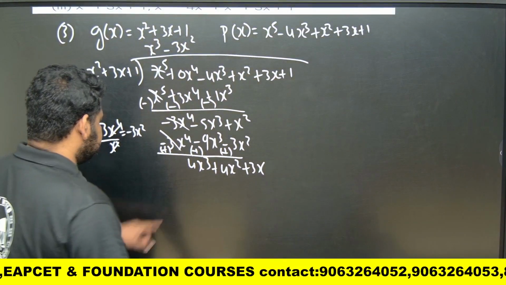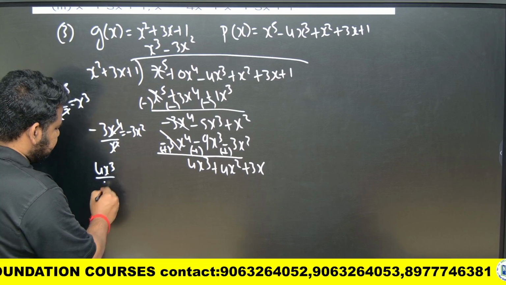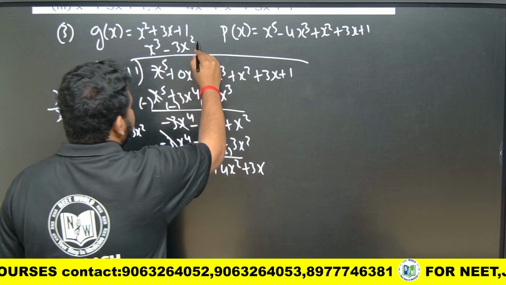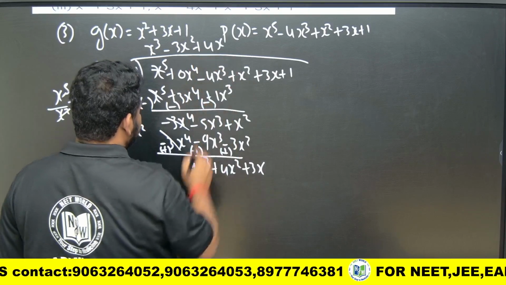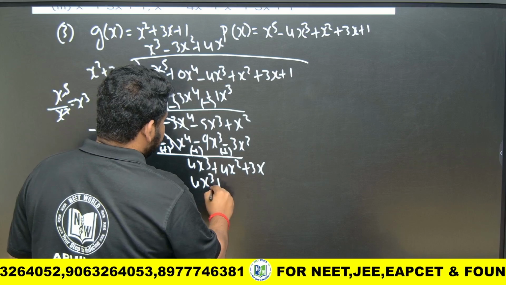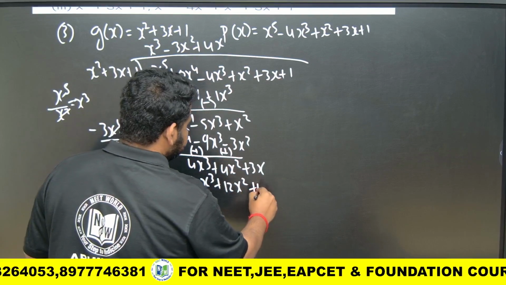Now this 4x cube I have to divide by x square. If I divide by x square, what will I get? I will get 4x. So here what do I have to write? I have to write 4x. So this will become 4x cube, plus 3 4s are 12, 12x square, plus 4x.